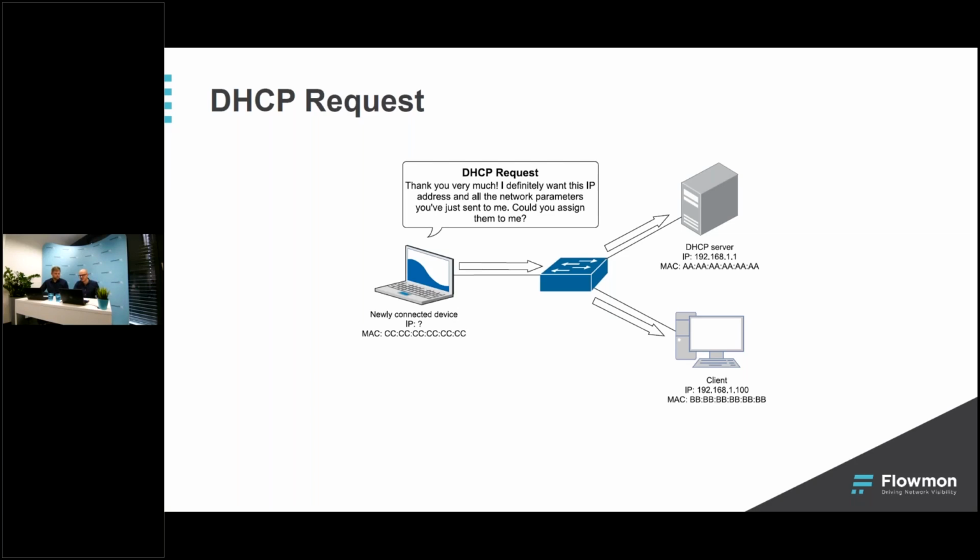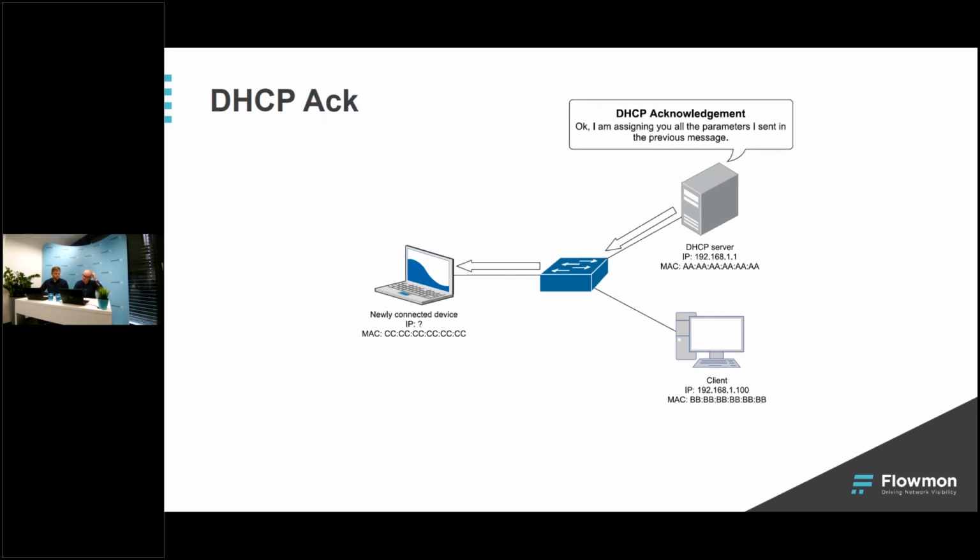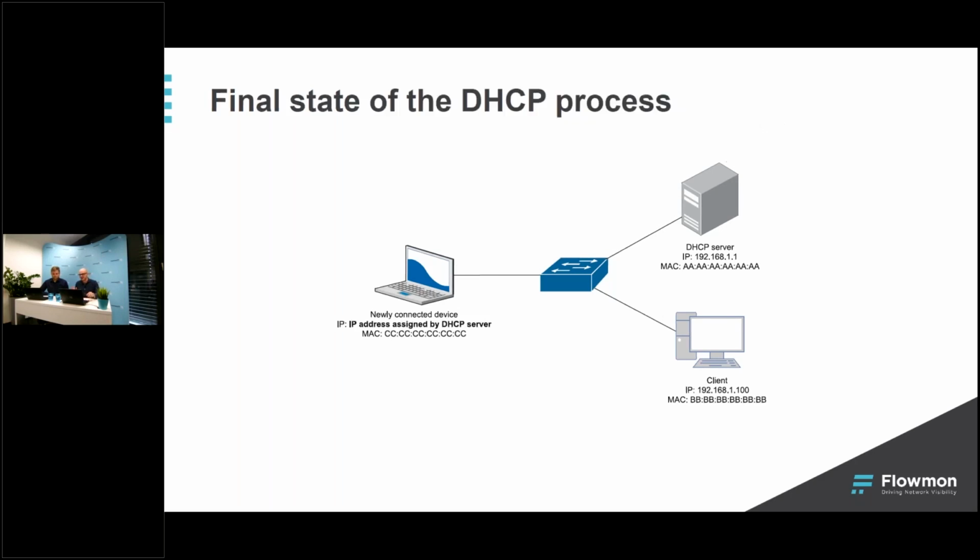So the newly connected device sends the DHCP request, and when the DHCP server receives this packet, the DHCP acknowledgement is sent in response to inform it, okay, you can assign these parameters. Since this time, the newly connected device has an assigned IP address, the IP address of the default gateway and the IP address of a DNS server, actually. So all the details about the network and its connection, and all the network parameters that it needs to communicate.